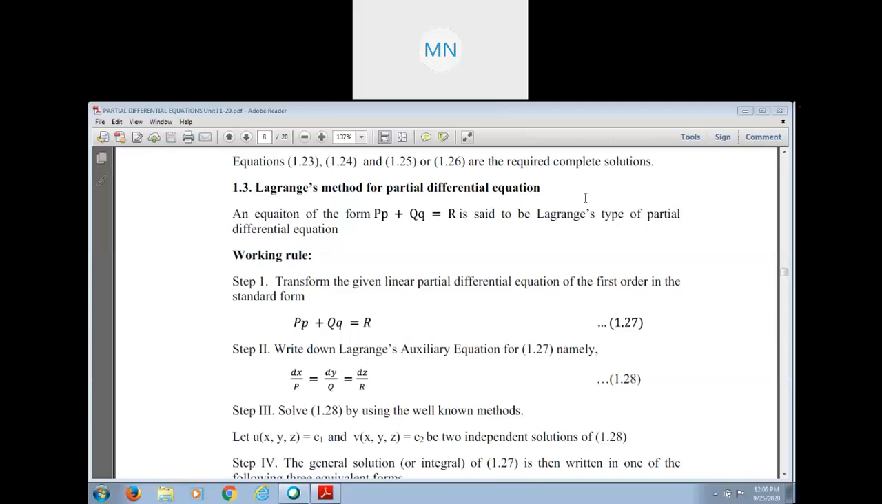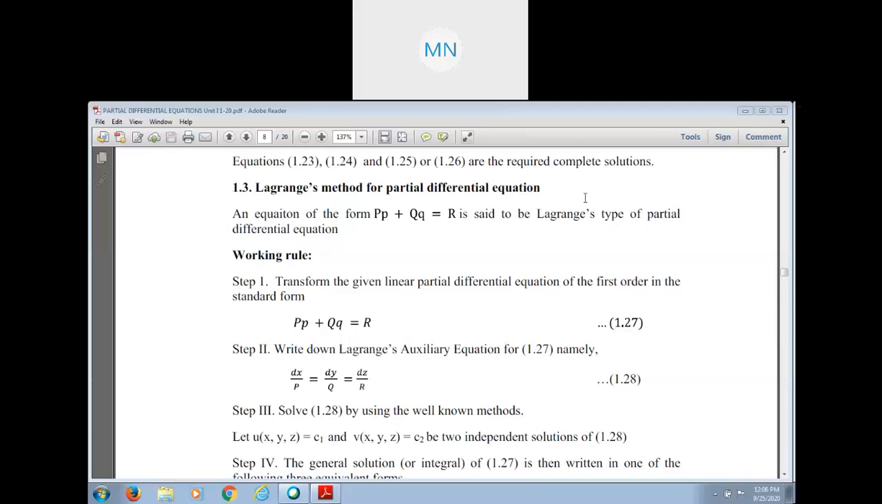Actually, we discussed some problems yesterday, and in those we eliminated a and b. By eliminating the constants a and b, we can form a partial differential equation. First, you have to write the equation in terms of z, the dependent variable. So here we consider z as the dependent variable. In that example we found del z by del x and del z by del y, and after that, by eliminating a and b, we get the required equation.